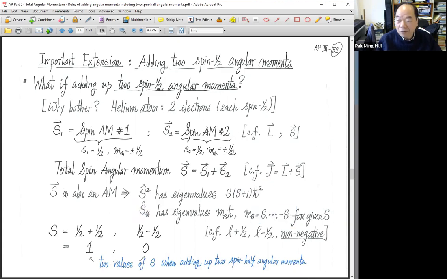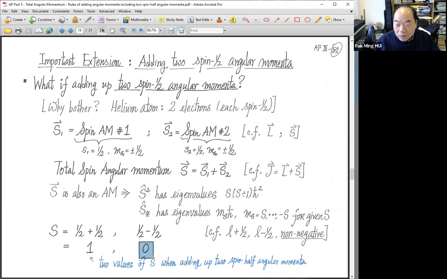Okay, now easy. We copy the result. The question is, what are the values of S given S1 is half, S2 is half? We pretend this S is just an L, so we have L plus half, L minus half. So we have half plus half, half minus half. So the total angular momentum quantum number, this S here, can take on 1 and 0.